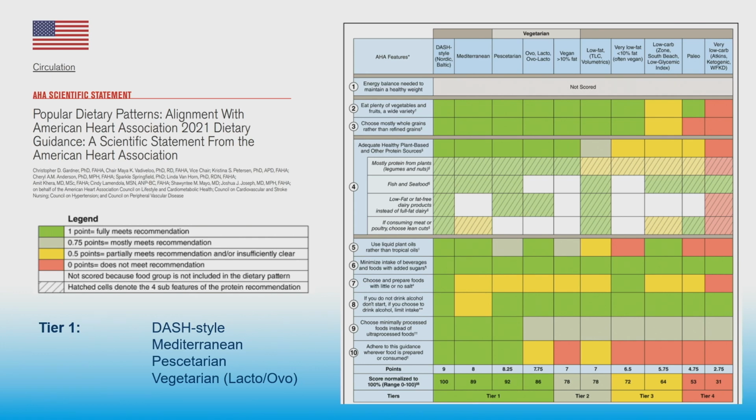So those diets are the DASH diet, the Mediterranean diet, the pescatarian diet, and vegetarian diets, whether it's lacto only, ovo only, or lacto and ovo. And you can see on the far right, some of the diets that scored quite poorly were the paleo diet, Atkins diet, and the keto diet.